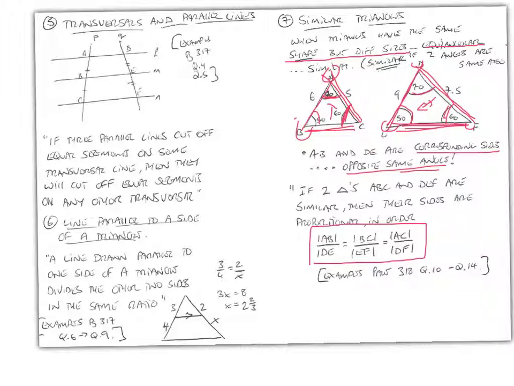Knowing the corresponding sides, AB over DE is equal to BC over its corresponding side, EF, which is equal to AC over its corresponding side, DF. And when you come to see problems with these, you'll see that you know the lengths of, say, three sides, and you have to find the fourth using some part of the correspondence.